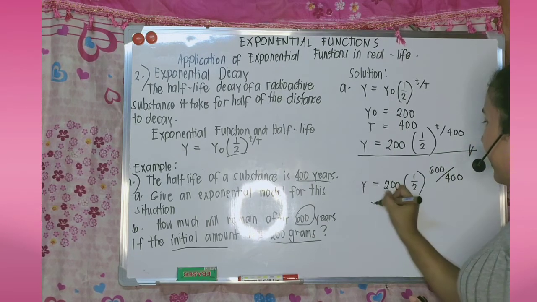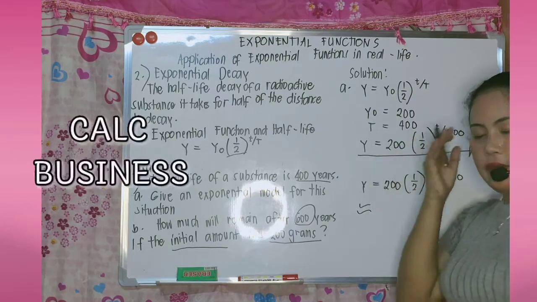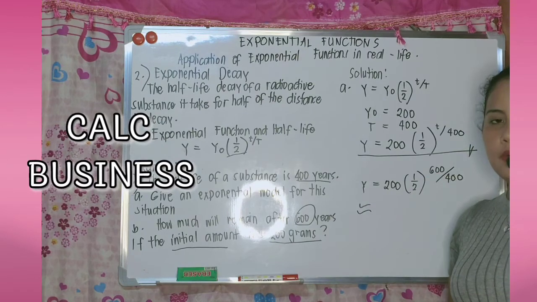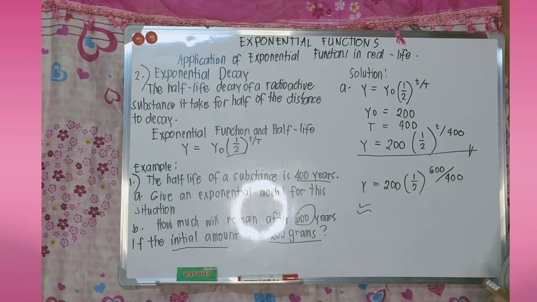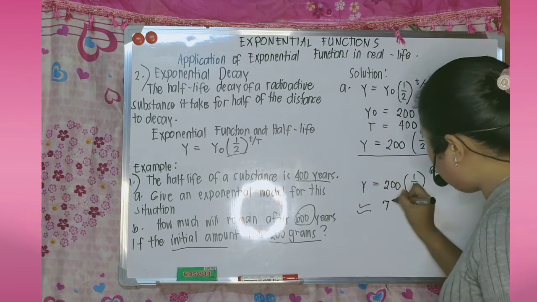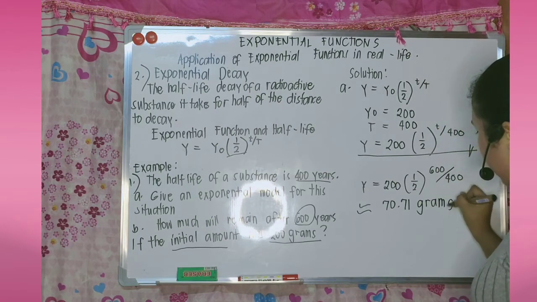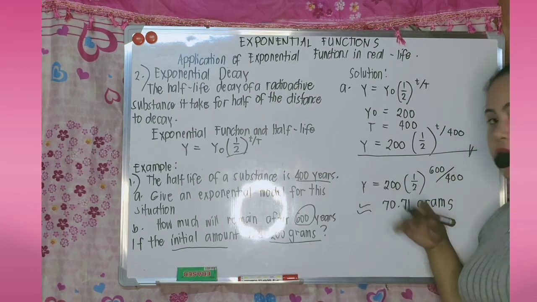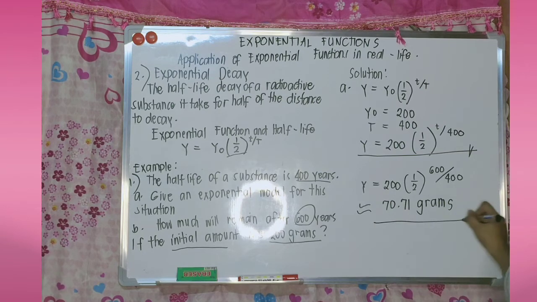So, again, dito po kailangan natin ng scientific calculator. Isasabay ko na lang dito sa video natin kung ano yung name nung scientific calculator na pwede nyo i-download online, gamit sa cellphone nyo. Okay po, kung wala kayong scientific calculator, approximately lang gagamitin natin. Meron tayong 70.71 grams. So, i-try nyo na lang i-solve sa scientific calculator nyo. So, approximately, we have 70.71 grams. Okay, so ito na po yung sagot natin for letter B.